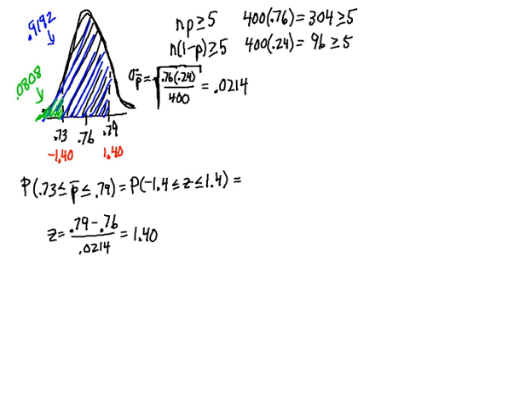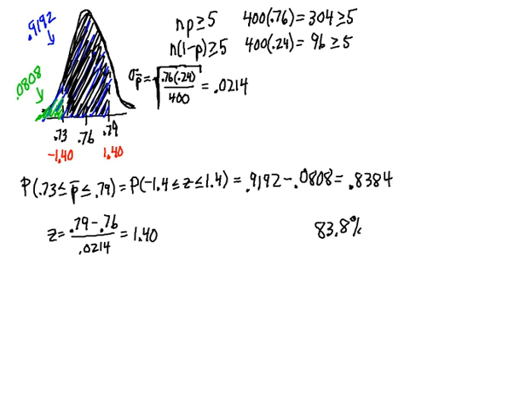And to get that middle area, the middle part that I want, I'm going to have to subtract the 0.9192 minus 0.0808, and end up with 0.8384, or 83.8%.